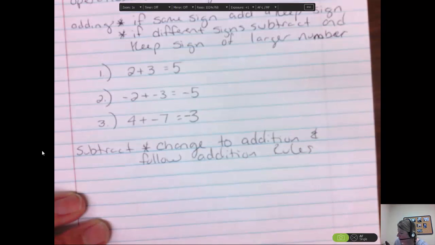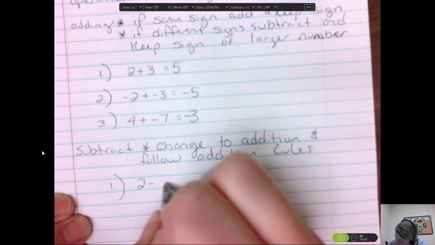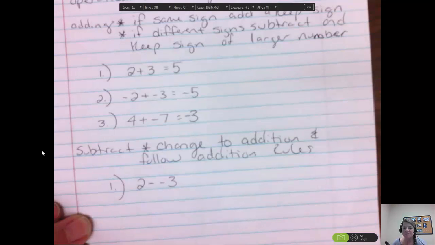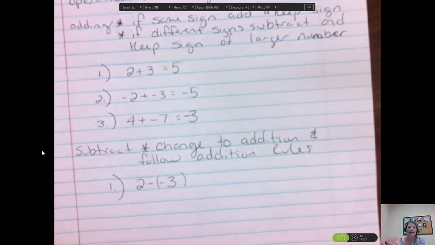So change to addition and follow your addition rules. What do I mean by that? Well, let's look. What if I have 2 and I subtract off a -3? So it's a double negative in a row. Sometimes you'll see a parenthesis around that one. Again, depends on the book. So it's a double negative in a row. Some of you go, oh, that's a positive.